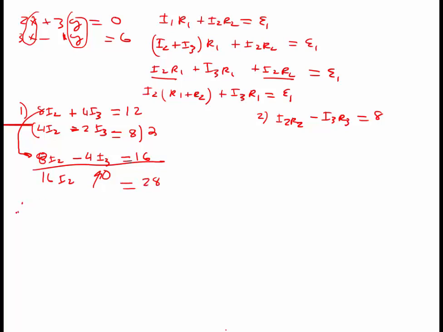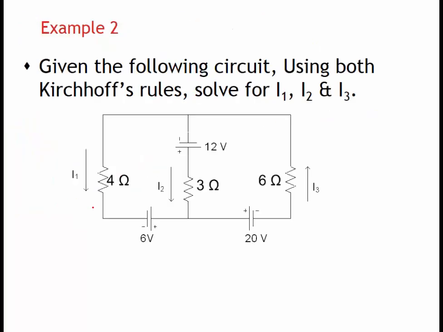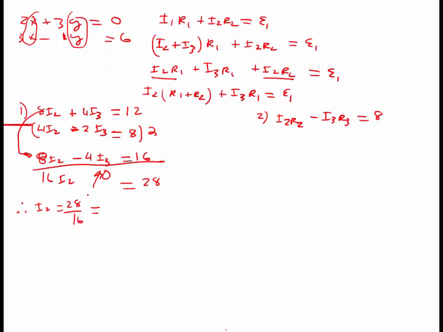Okay, so therefore I2 is going to be equal to 28 divided by 16, to give me 1.75 amps. Now, if we go back into one of the equations, right? Let's say we go back to this one, and then we plug in for I2, we should be able to solve for I3. So what we have, this becomes 8 times 1.75 plus 4 times I3, right, is equal to 12.